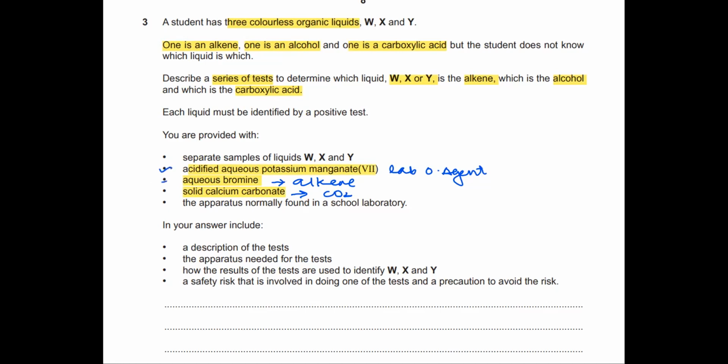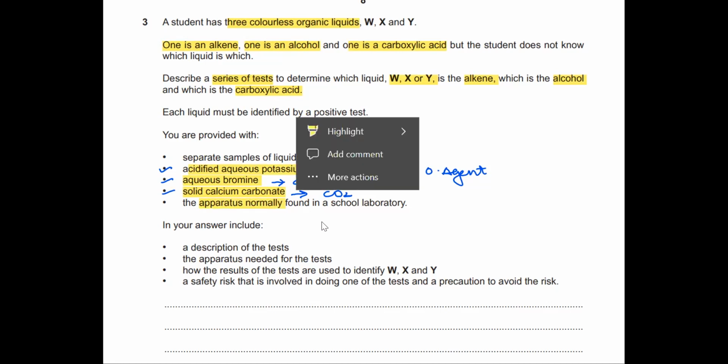So we have the three chemicals here. Number one, acidified aqueous potassium permanganate, a lab oxidizing agent, which is going to tell us which substance is being oxidized. The second one is aqueous bromine, which is used to identify the alkenes, which have a carbon-carbon double bond. And the third chemical is calcium carbonate, which will help us identify the carboxylic acid by giving out the effervescence of carbon dioxide. Apart from this, all the apparatus present in a school lab is available for us.